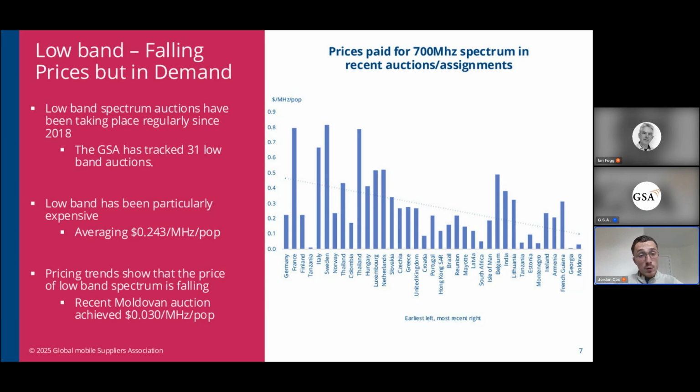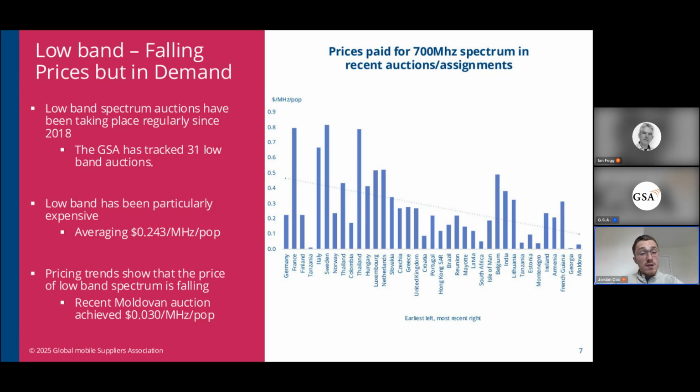And despite their importance, low-band frequencies have historically come with a high price tag. On average, they commanded around $0.243 per megahertz per population, making them some of the most expensive spectrum on a per unit basis. And this pricing data can now be seen within the Gambler database, within the spectrum pricing edition that Richard mentioned at the start of the call.